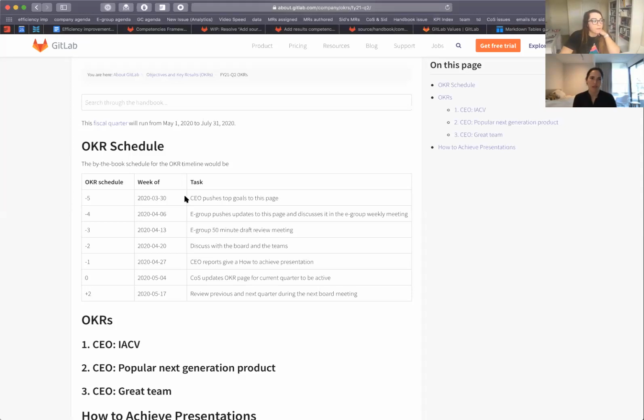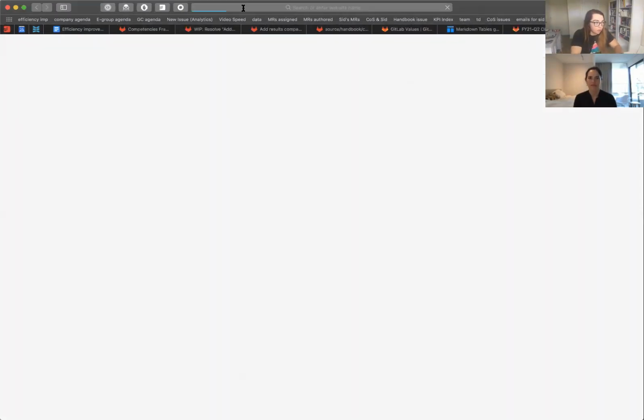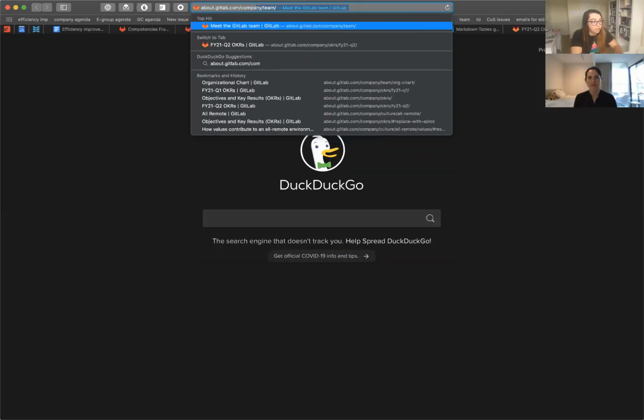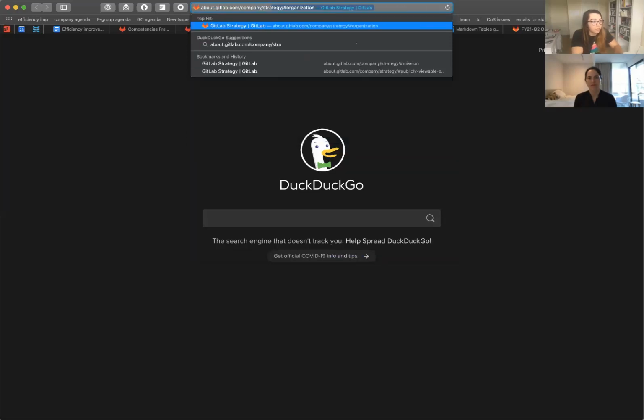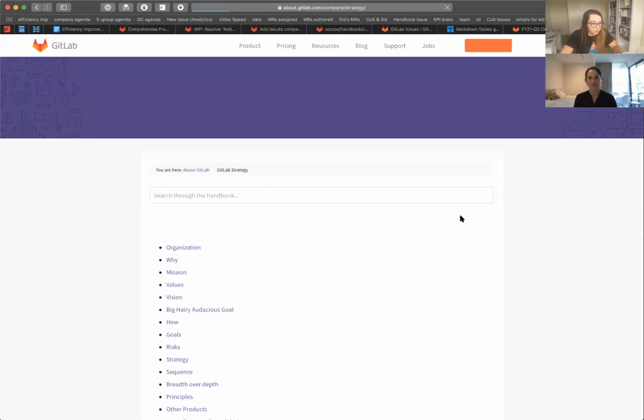I remember you showing me. Okay. So Sid hasn't done that, or are those actually the goals? So Sid sets the same 3 objectives every quarter. Here, let me actually show you this. On about.gitlab.com/company/strategy, there are 3 goals.